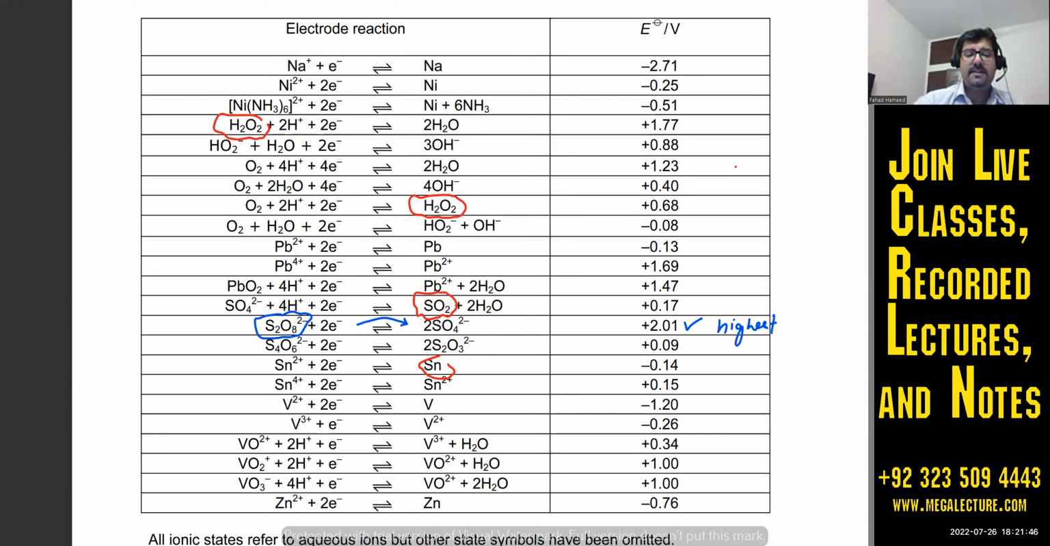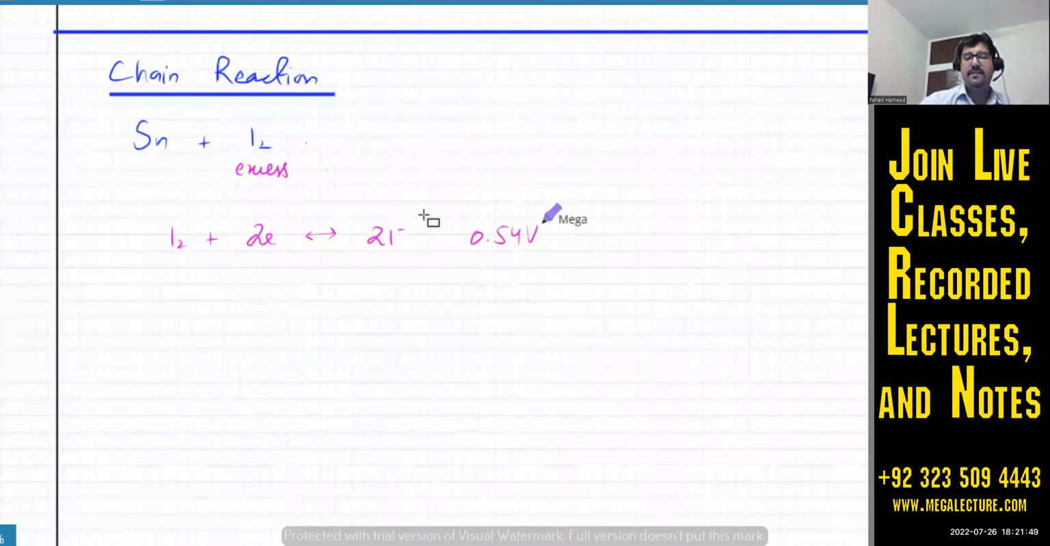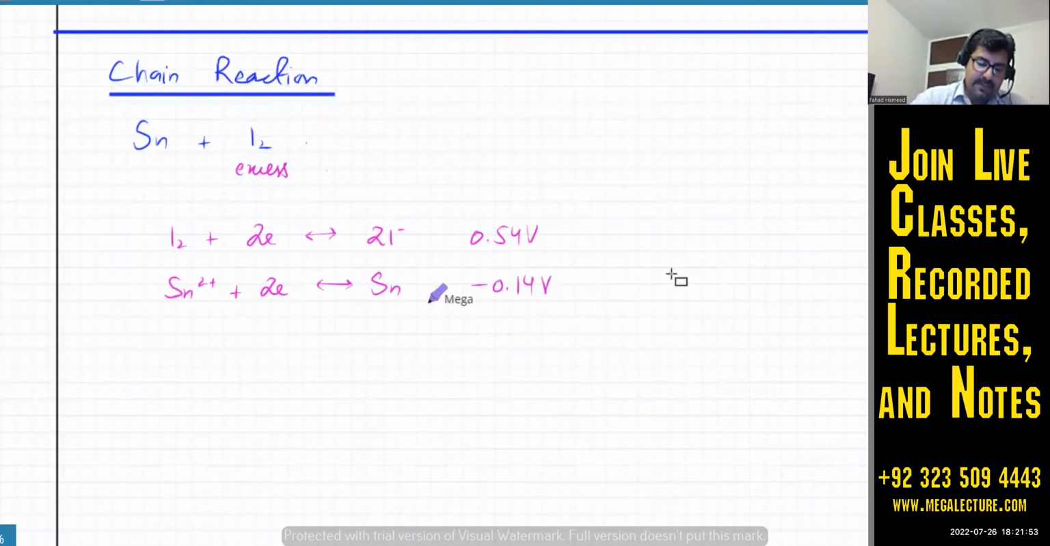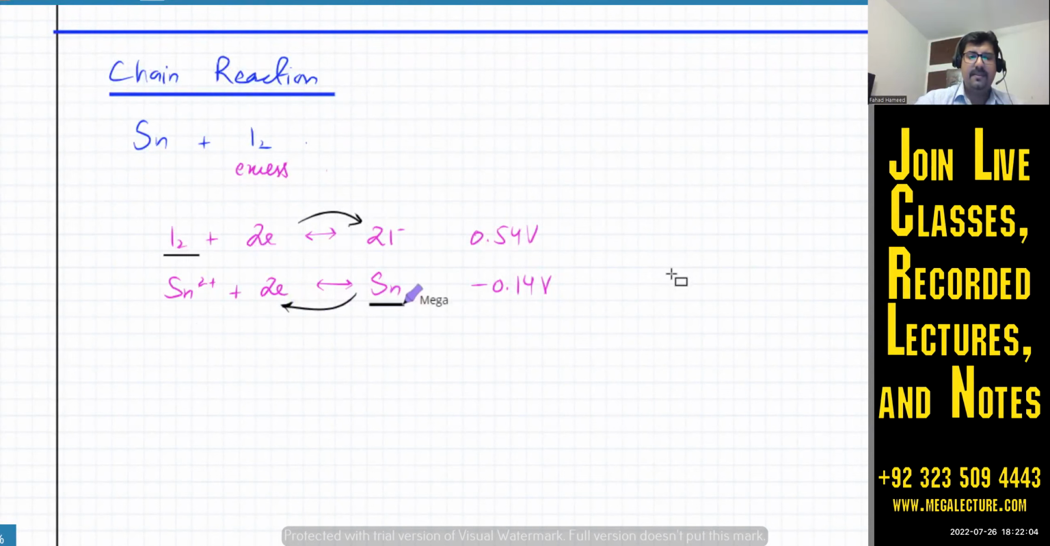So this is simple. You just have two equations. That's it. So the higher one is the one that's going to gain electrons. This is the higher. And this one is the lower. And it should be your reactants. These are my reactants. I've got iodine and I've got tin. Iodine is the one that's gaining electrons and tin is the one that's losing electrons.